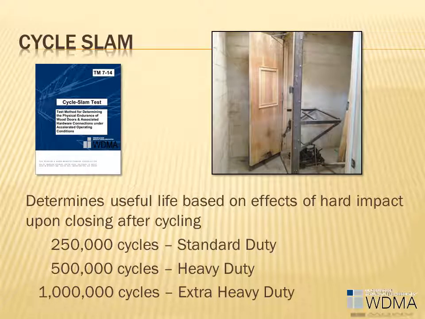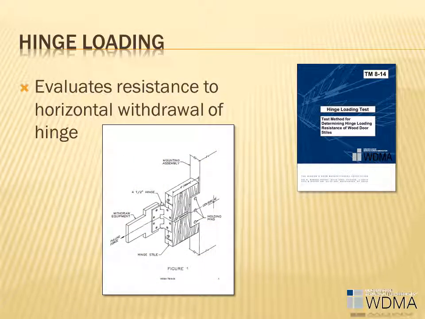Cycle slam is evaluated using WDMA TM7. This determines the physical endurance of wood doors and its associated hardware connections under accelerated actual operating conditions. Standard duty doors are tested for 250,000 cycles, heavy duty doors for 500,000 cycles, and extra heavy duty doors for 1 million cycles. Hinge loading, WDMA TM8, determines the ability of a door style to resist the horizontal withdrawal of an attached hinge.